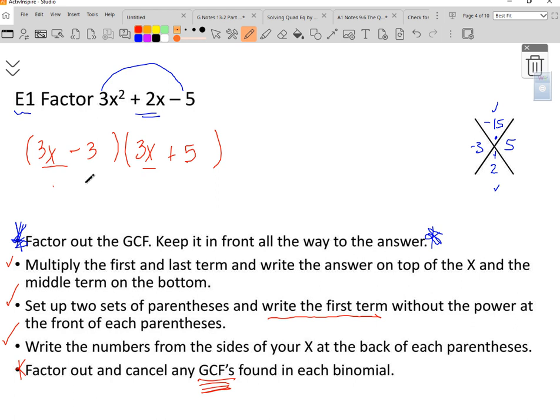So is there a greatest common factor in this first binomial? What is the greatest common factor there? 3. So we're going to divide that one by 3, not by 3. Now, that's x minus 1. Is there a common factor in these two terms? So we just bring that down. And guess what? That is all. Pretty darn easy.